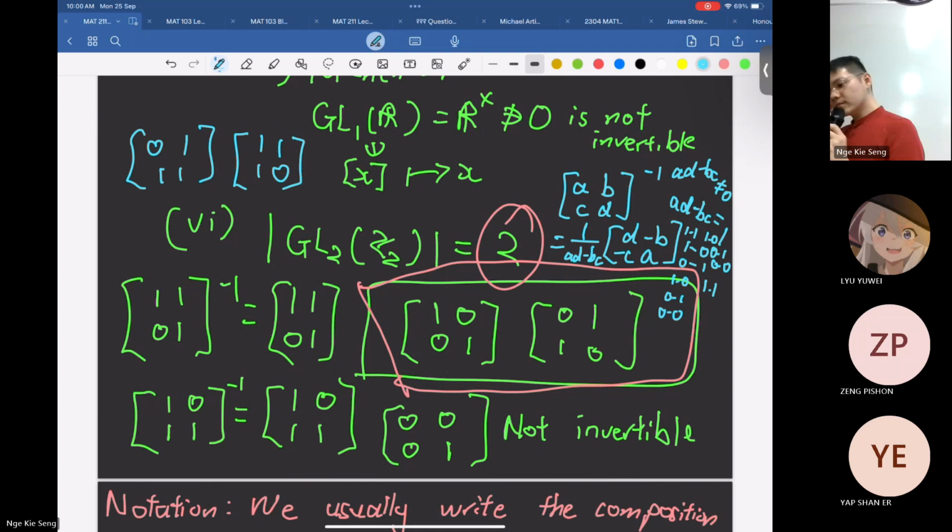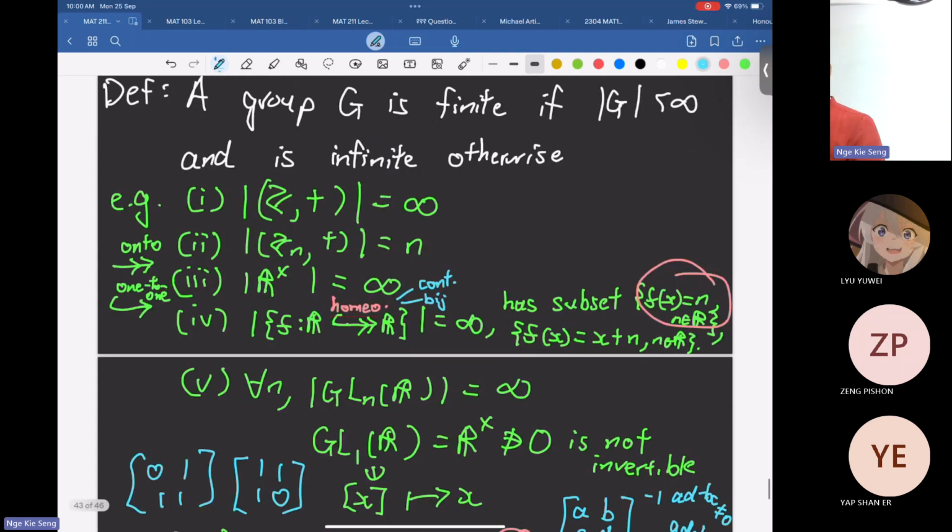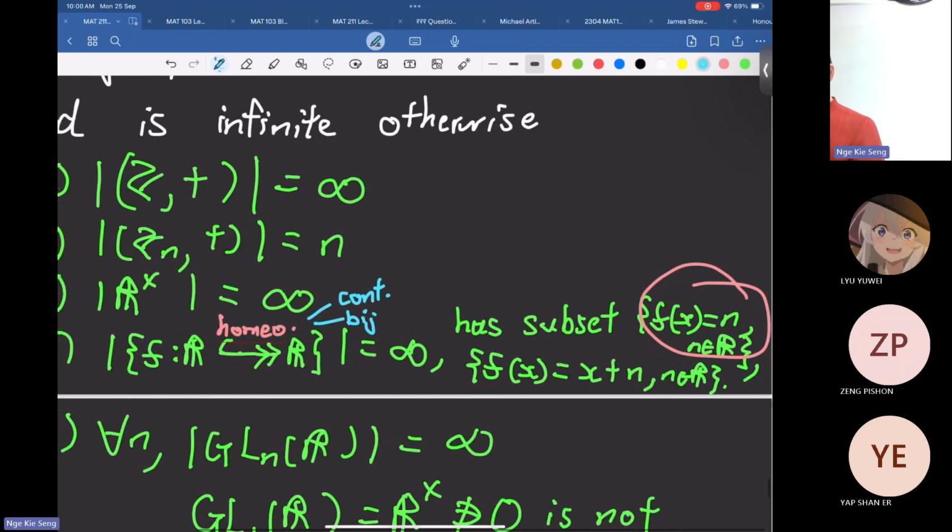Okay, is everyone back yet? Okay, something we want to correct first before we proceed. Okay, good. So just now, someone realized that this f(x) equals n is not objective.